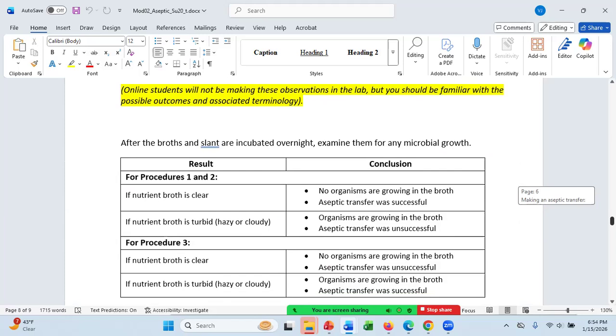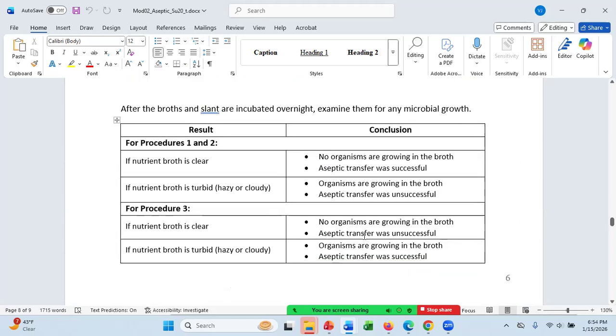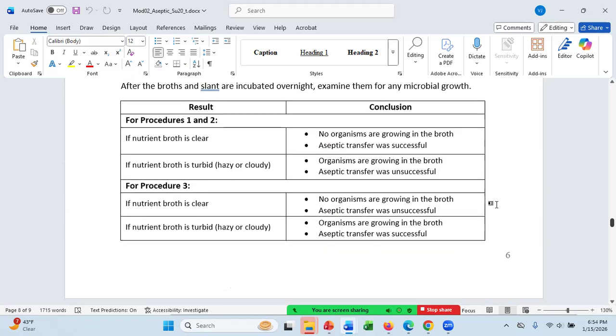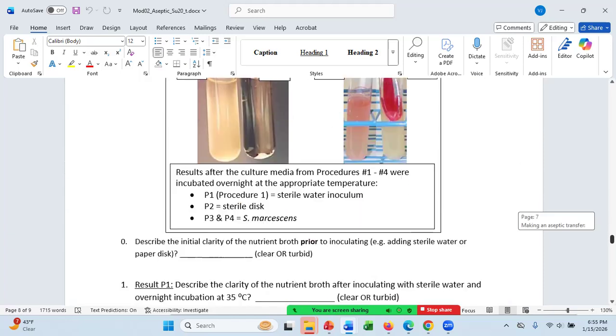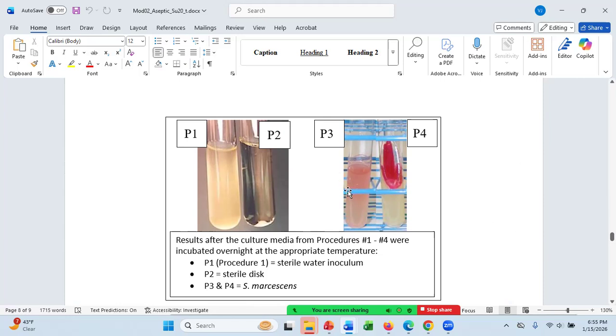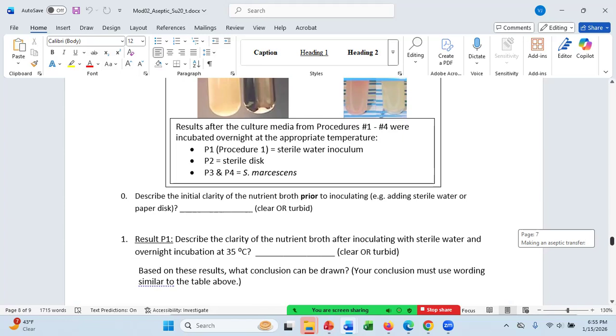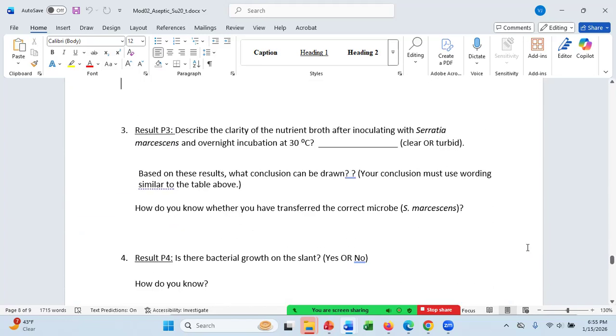Once again, you use this table for getting your results and conclusions. And there's the tube for P3 right there. Going down to question 3. Results of P3. Describe the clarity of the nutrient broth after inoculating with Serratia marcescens and overnight incubation at 30 degrees C. Was the tube clear or turbid? 3B. Based on the results, what conclusion can be drawn? Your conclusion must use wording similar to the table above.